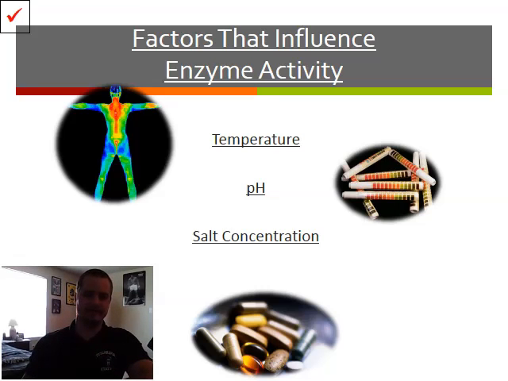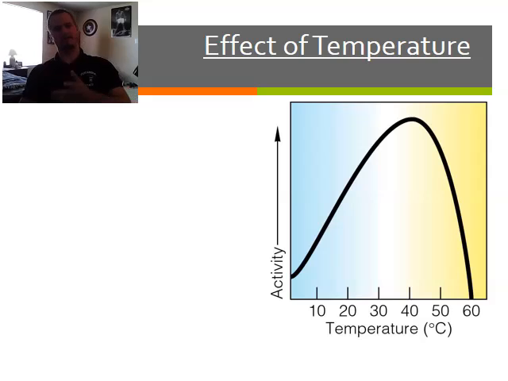Now there are some factors that influence enzyme activity. For example, temperature. If you change the temperature, that's going to affect how effective the enzyme is. pH and salt concentration too. Enzymes have specific concentrations or temperatures or even pHs that they work best at. So in the next couple of slides, we'll talk about that. So what we have here is the effect of temperature.